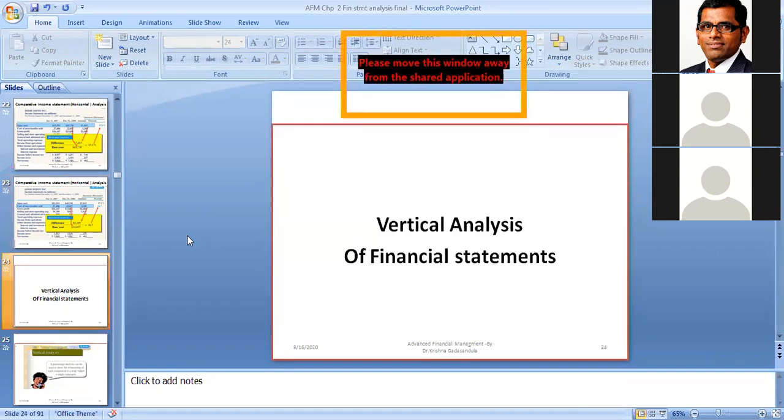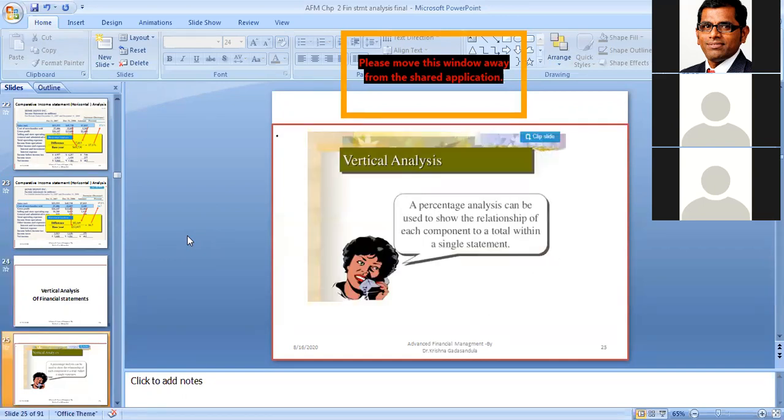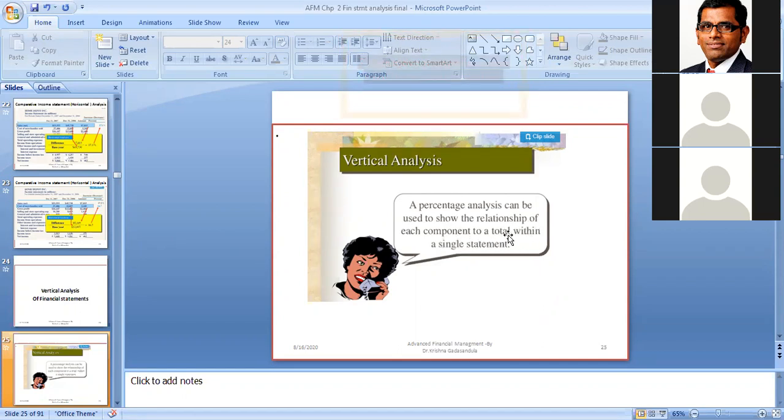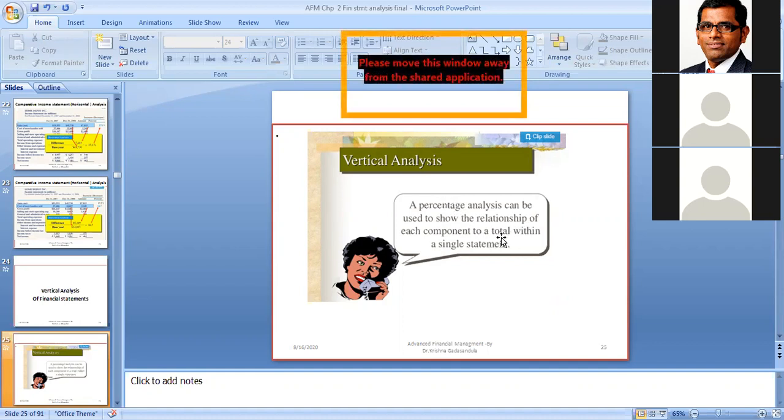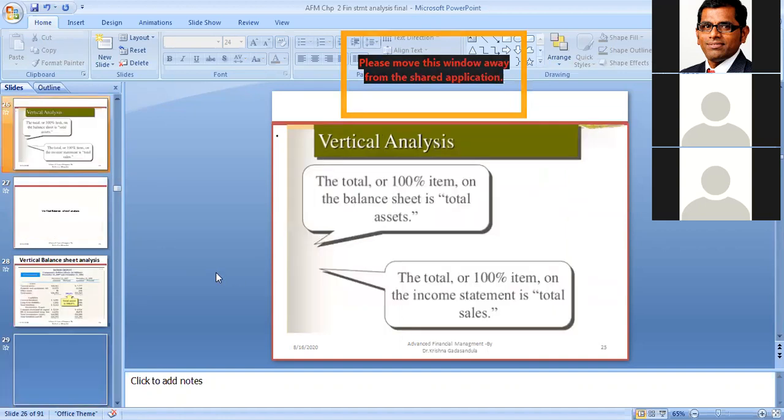Next one is vertical analysis. Vertical analysis, as I already told you, is top to bottom analysis. It is a percentage analysis that can be used to show the relationship of each component to the total within a single statement. Here we are comparing each item with total assets. Total assets are compared with the current assets, with the debtors, like this. I'll show you on the next slide how vertical analysis can be done.